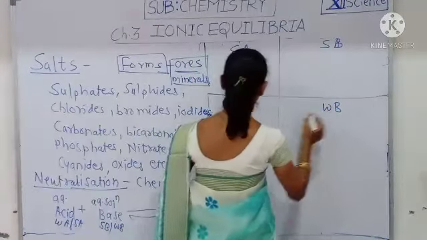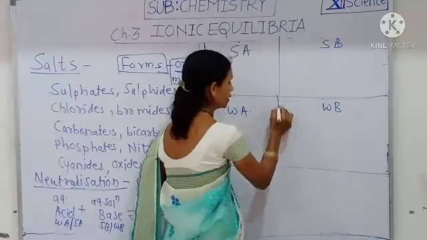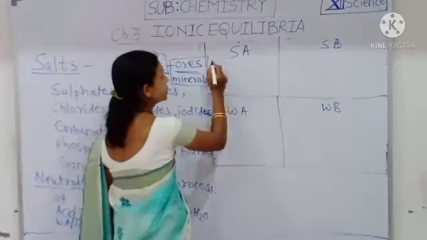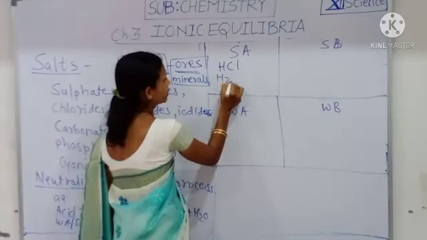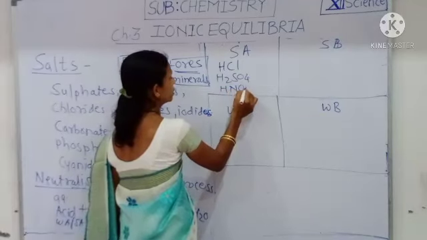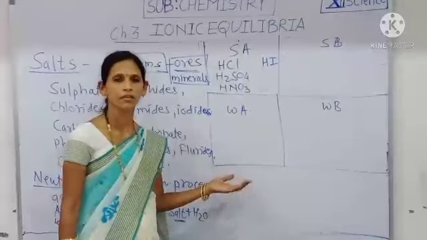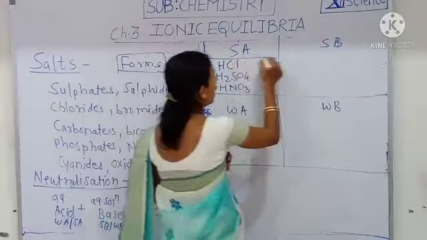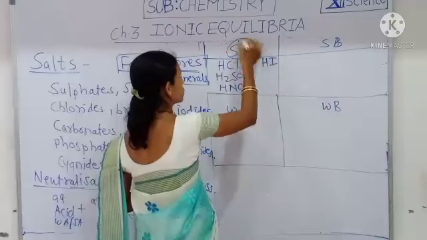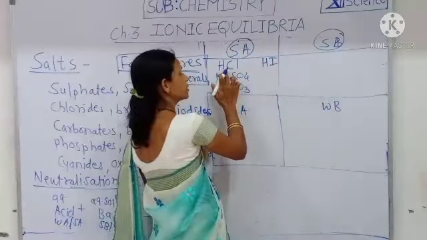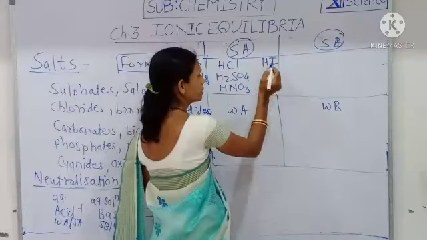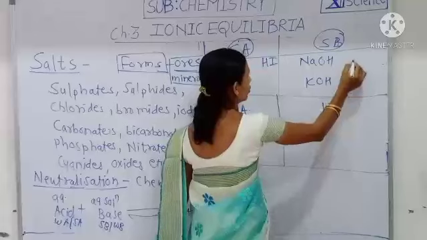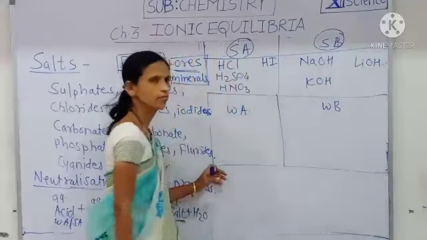All of you have studied a few examples of strong acid, strong base, weak acid and weak base. Strong acids are generally HCl, H2SO4, HNO3, or HI. Salts can be prepared from these four types of acid and base. Strong bases are generally NaOH, KOH or LiOH.